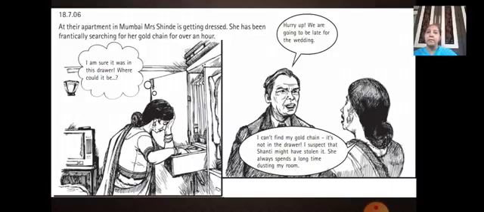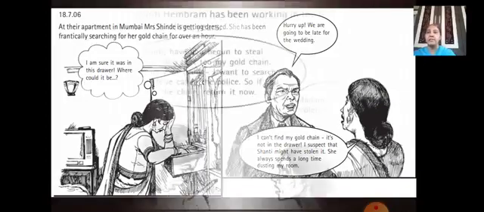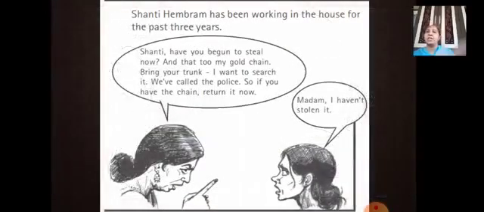Mrs. Shinde is saying, I can't find my gold chain. It's not in the drawer. I suspect that Shanti might have stolen it. She always spends a long time dusting my room. Now, who is this Shanti? Let's see that. Shanti Hiram has been working in the house for the past 3 years. She is a servant in the house.